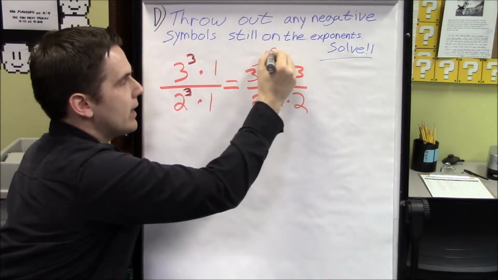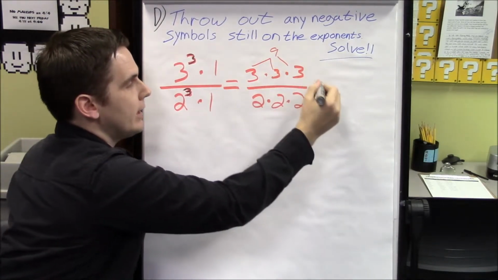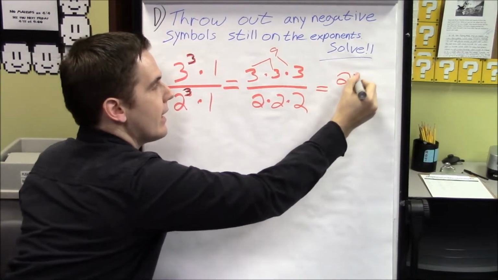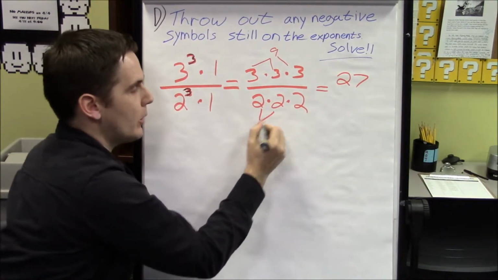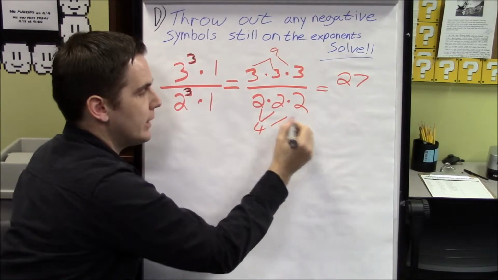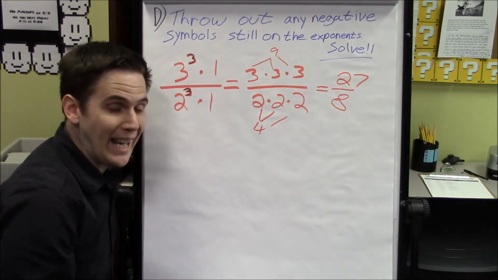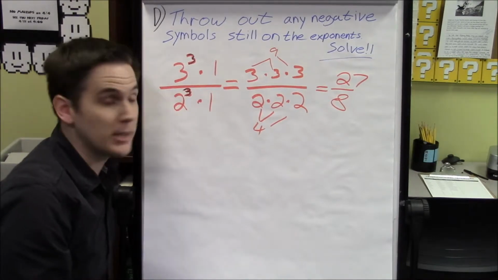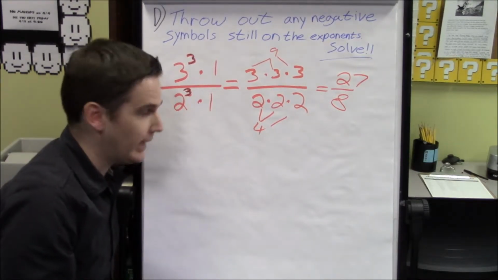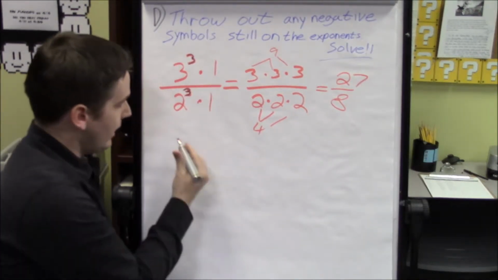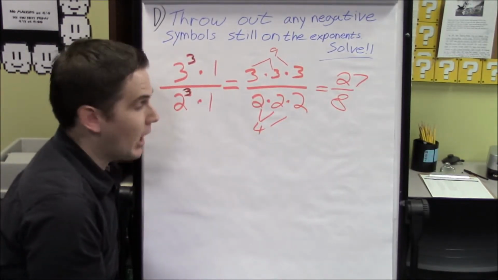3 times 3 is 9. 9 times 3 equals 27. 2 times 2 is 4. 4 times 2 is 8. That's improper. We cannot have an improper fraction because it specifically told us to simplify. So improper is no good. So let's go ahead and make it a mixed numeral.